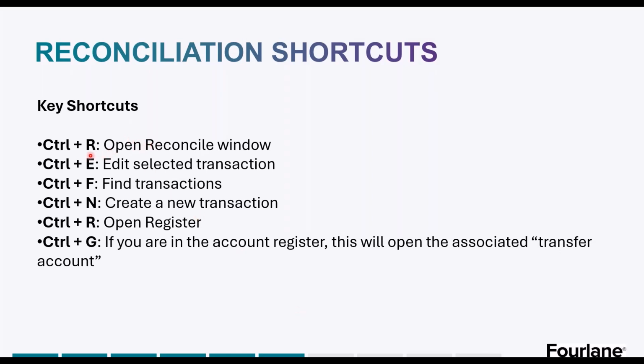There's also some quick shortcuts to use. There's a Control R for Open Reconcile, Control E for Edit, Control F for Find, Control N for New, Control R for Open Register. And if you are in there, if you hit Control G, it'll take you to the opposite account, right? The offset account, which is very cool. Really great when you're trying to troubleshoot transfers.